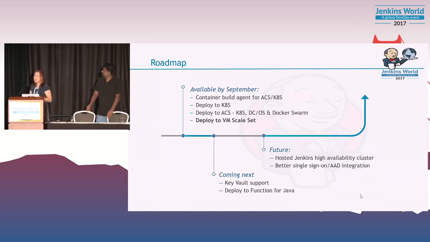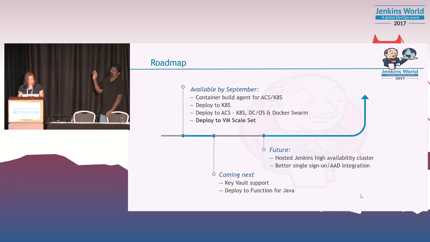Coming next will be, I think Arun mentioned it just now, we'll be adding the keyword support to the Azure Credential plugin. And once Functions is ready for Java, then we will add the native support so that you can deploy directly to Functions. In the future, we'll look more into hosted Jenkins, high availability, single sign-on, and AAD, as Arun mentioned.